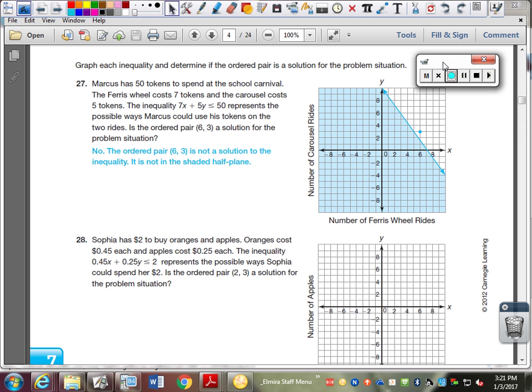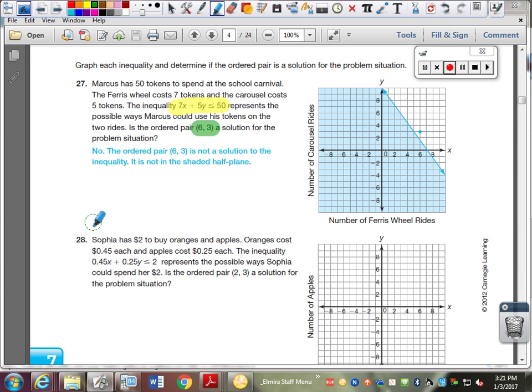And the very last section is word problems, where we're given the inequality. So we graph it, just like we did in the previous section. And then we're being asked if a particular ordered pair is a solution or is not. And you can see that 6, 3 is not a solution because if you have it graphed right, it's in the white zone. And in the white zone means it's not a solution. Now be careful with this section.